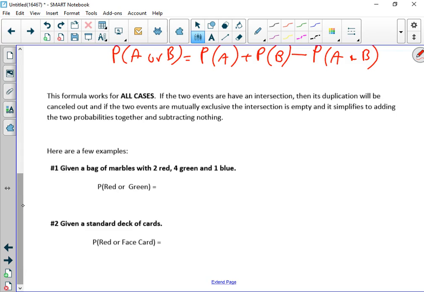So here are a few examples. Given a bag of marbles with 2 red, 4 green, and 1 blue. Well, once again, first off, 2 plus 4 plus 1 is 7. Always a good number to have. So the probability of a red or green. Well, again, there's no intersection. They're mutually exclusive. So it's really just 2 sevenths plus 4 sevenths equals 6 sevenths. Since there's no intersection, since there is no A and B, it's really minus nothing. So that's our answer.